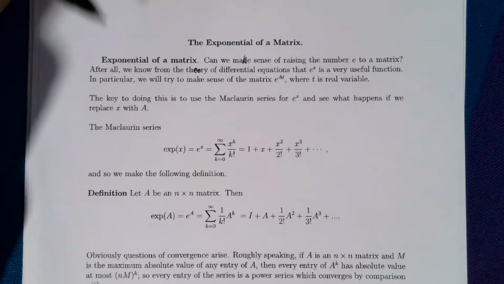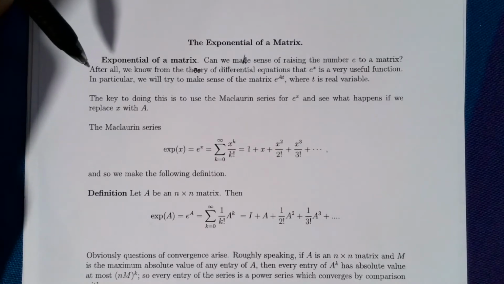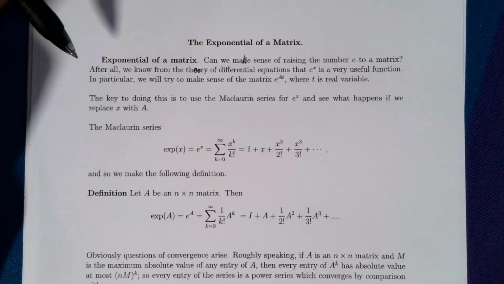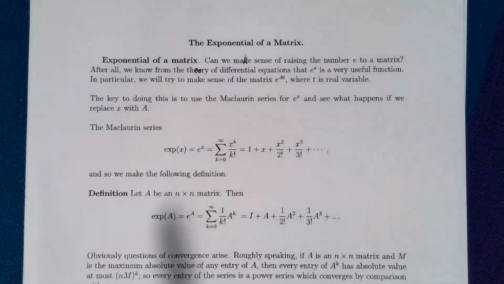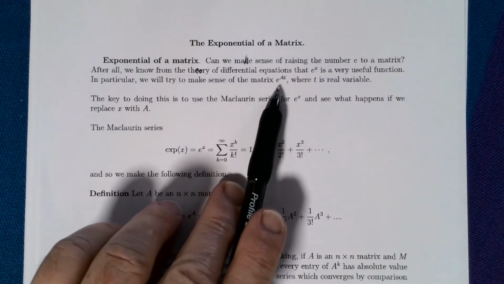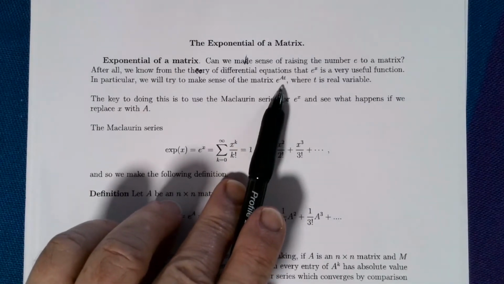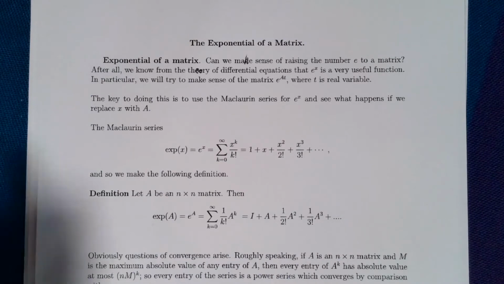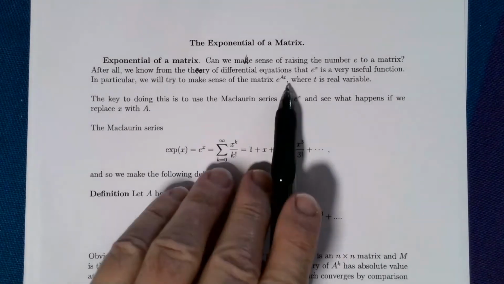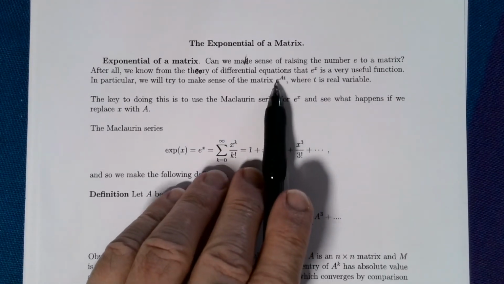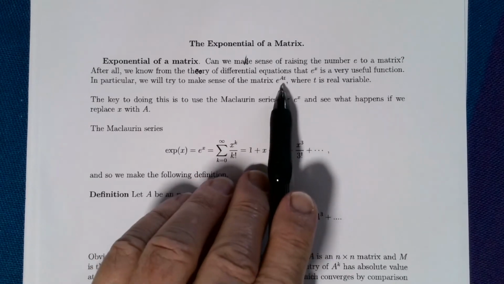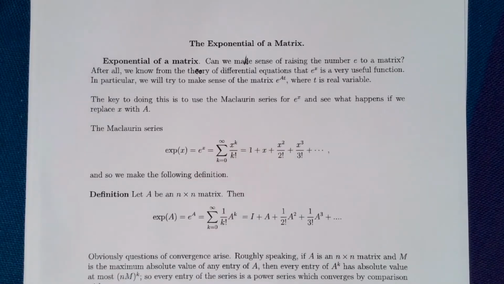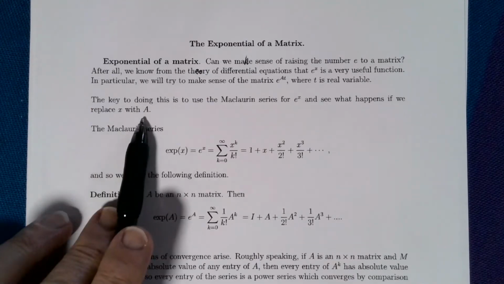So presumably e to the A, or e to the At, may well also be very useful and very interesting. In particular, we're going to try and make sense of the matrix e to the At, where t is a real variable. This is analogous to e to the kt, where k is a real number, and now we've got a matrix up here. So the key to doing this is to use the Maclaurin series for e to the x and see what happens if we replace x with A, or At.